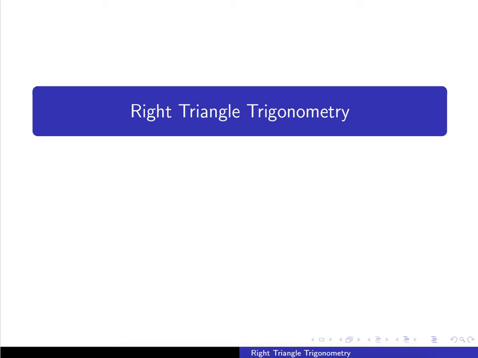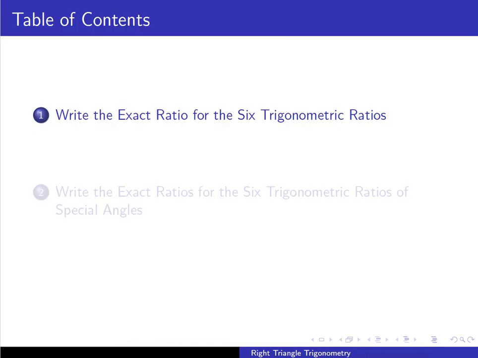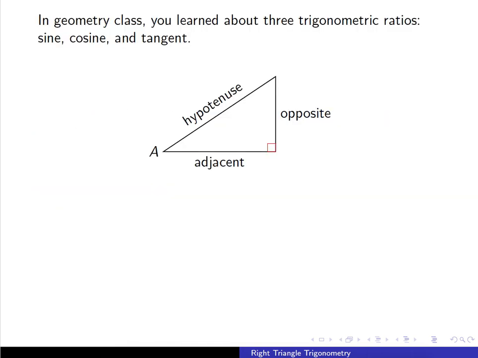We're going to take a look at some right triangle trigonometry, focusing on the big three: sine, cosine, and tangent. So, in geometry class, you learned about three trigonometric ratios: sine, cosine, and tangent. So we have a right triangle, and we'll focus on angle A in this right triangle.